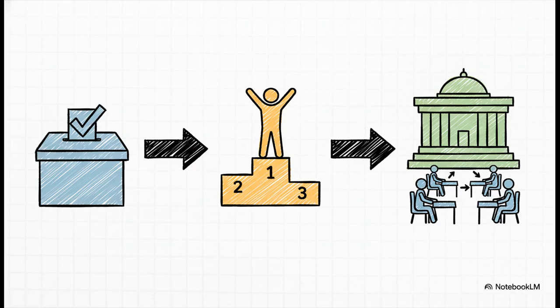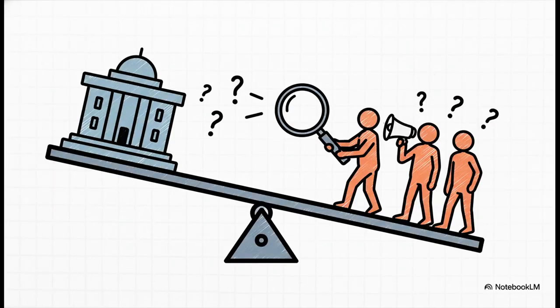The party leaders then pick ministers to run different departments, like finance, defense, and education, and they start working to implement their policies. So, what happens to the parties that lose the election? Do they just go home? Absolutely not. They have a very important job: to be the opposition.